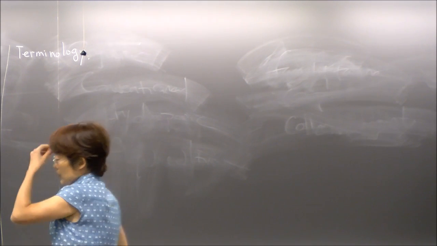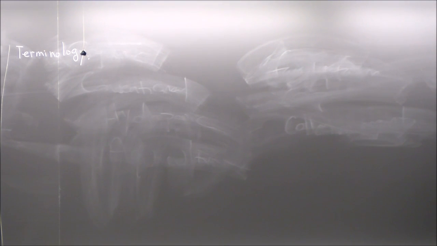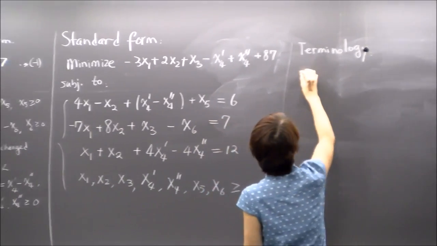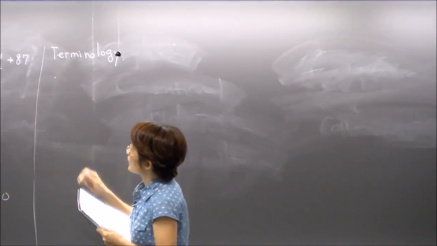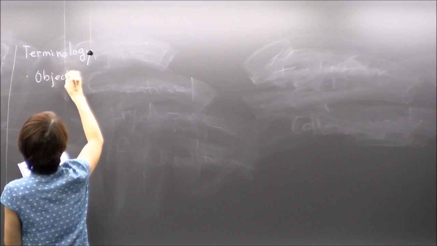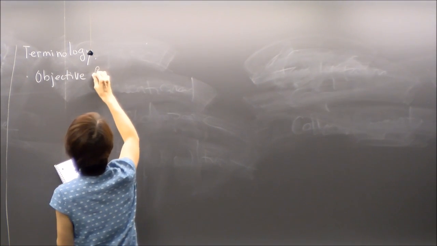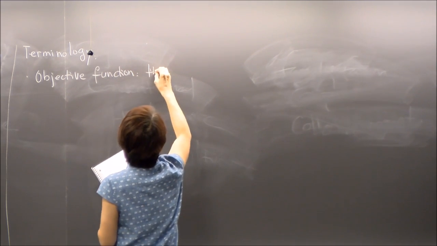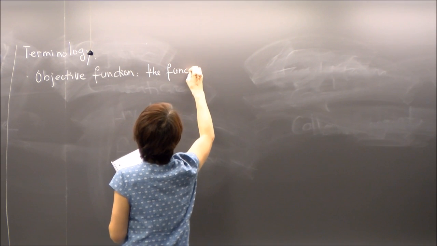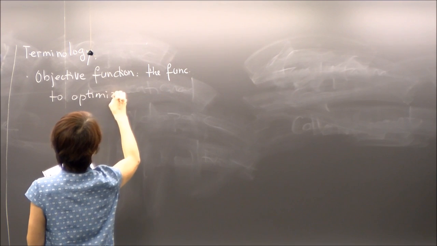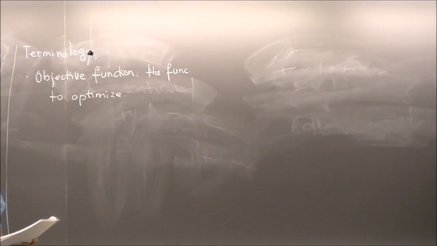Okay, so now we have the standard form. It consists of two parts. One is something for you to optimize, and then the constraints. So the function here that you try to optimize has a name. It's called the objective function. So that's the function to optimize. In the standard form, it is to minimize.